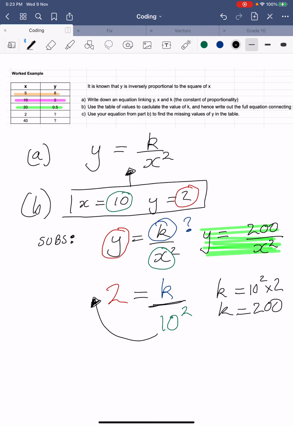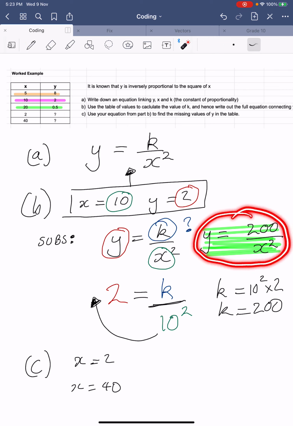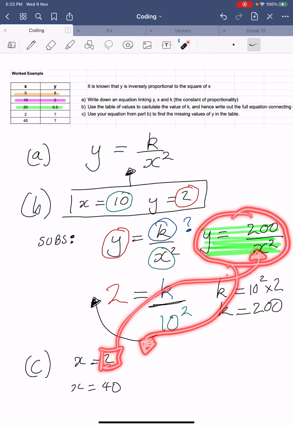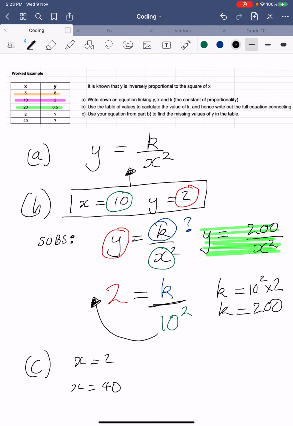And then the final part, C. So we've got to find the missing values of y. And so when x equals 2, we want to find the y partner. And when x equals 40, we want to find the y partner. So let's go ahead and write down x equals 2 and x equals 40. And now we are going to use our equation here. We are going to drag that down there, but we are going to substitute x equals 2 in place of the x. So let's go ahead and try and work that out now. So y equals 200 divided by x squared. That is 200 divided by 4, which equals 50.